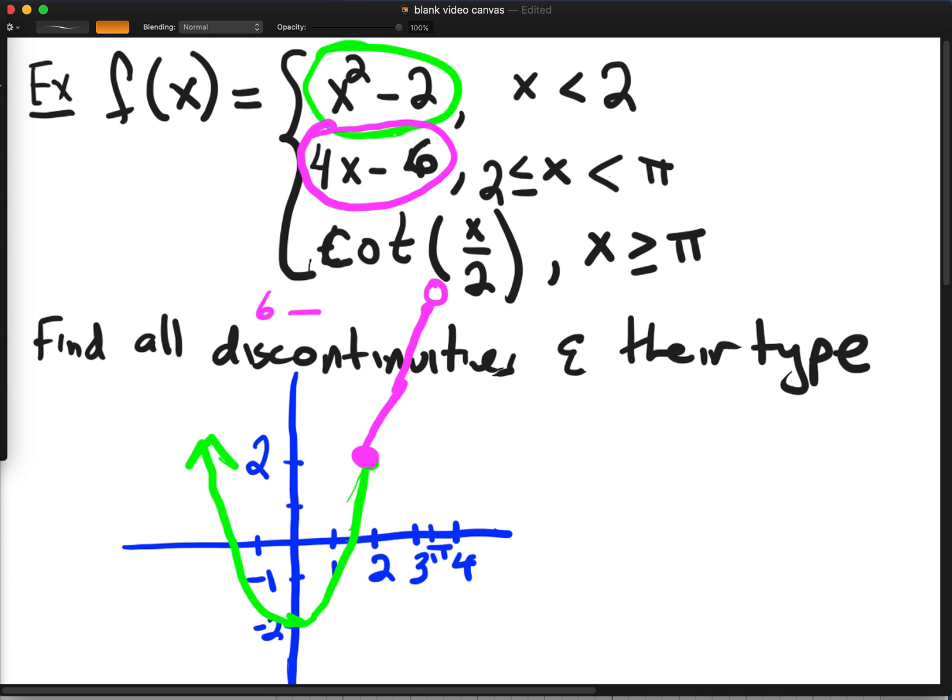Let me pick a color. How about this orange one? Can you guys see that color okay? So it's equal to 0 at pi. Now, what else do you know about the graph of cotangent? It has vertical asymptotes, right? How many vertical asymptotes? Infinitely many, right?